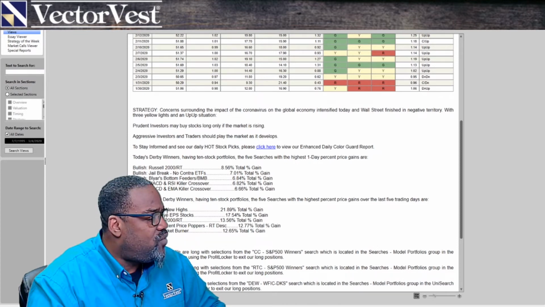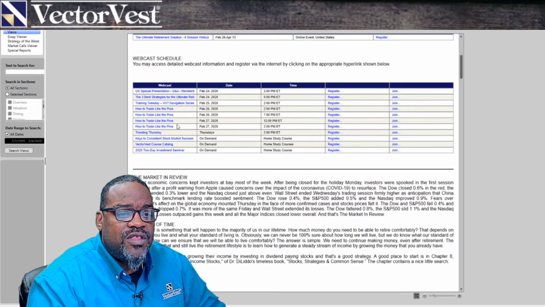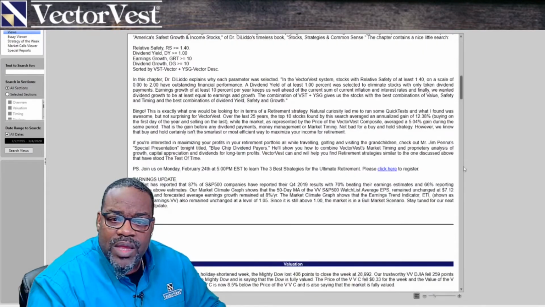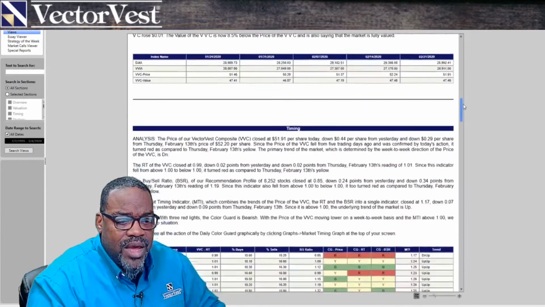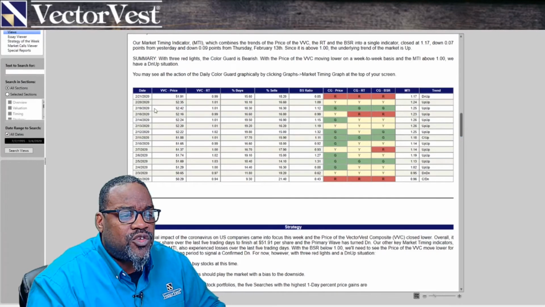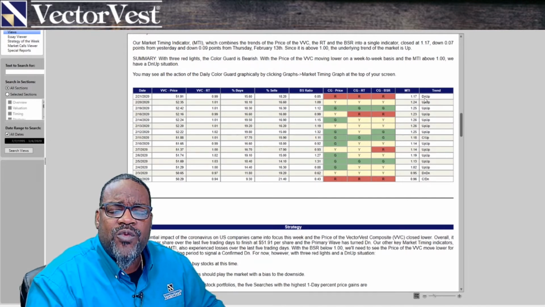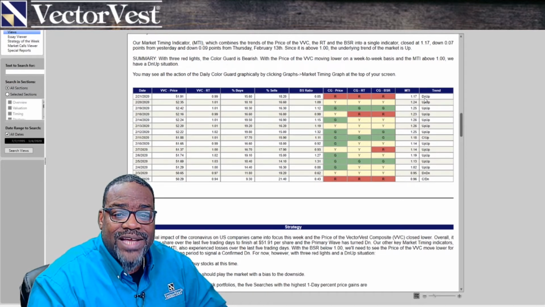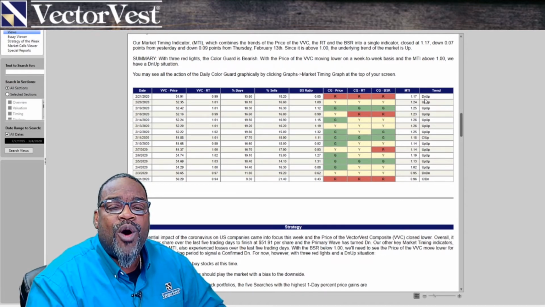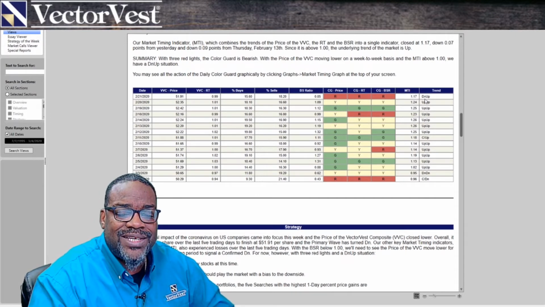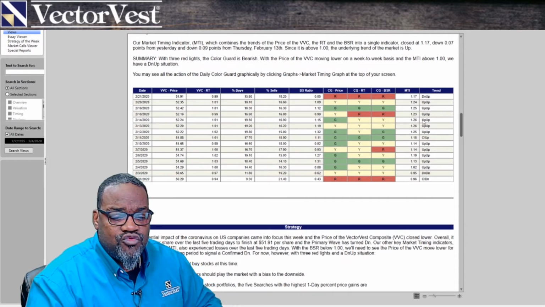And on Friday, we give you a more expansive version of the views. We're going to scroll down, and I'm going to find that market timing color guard. Notice that on the 21st, we had 3 red lights in our color guard. This is our traffic light into the market. Not only that, in the trend column, we had a down in the primary wave. Now, the primary wave is a week-over-week movement of that VectorVest composite. It told me on that day that the market fell on a week-over-week basis, thus creating another red flag.